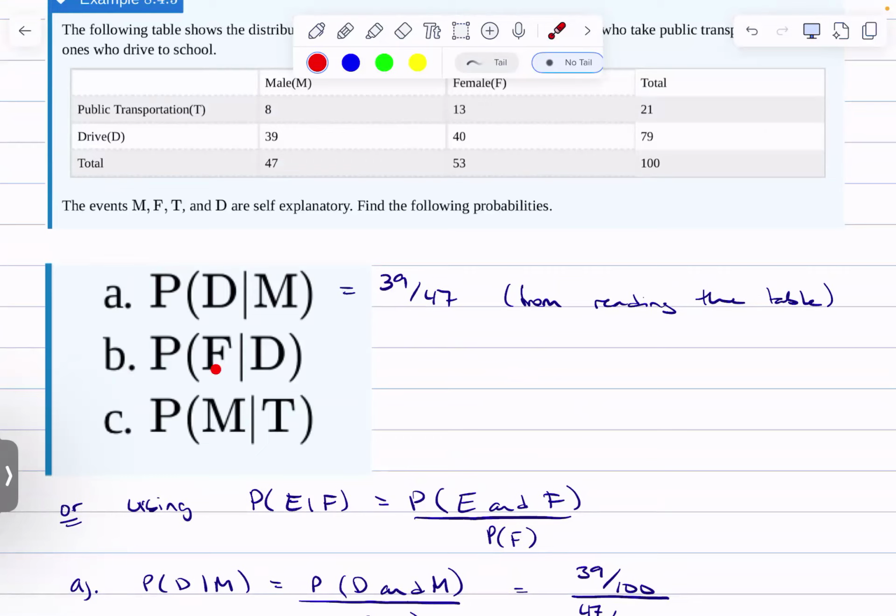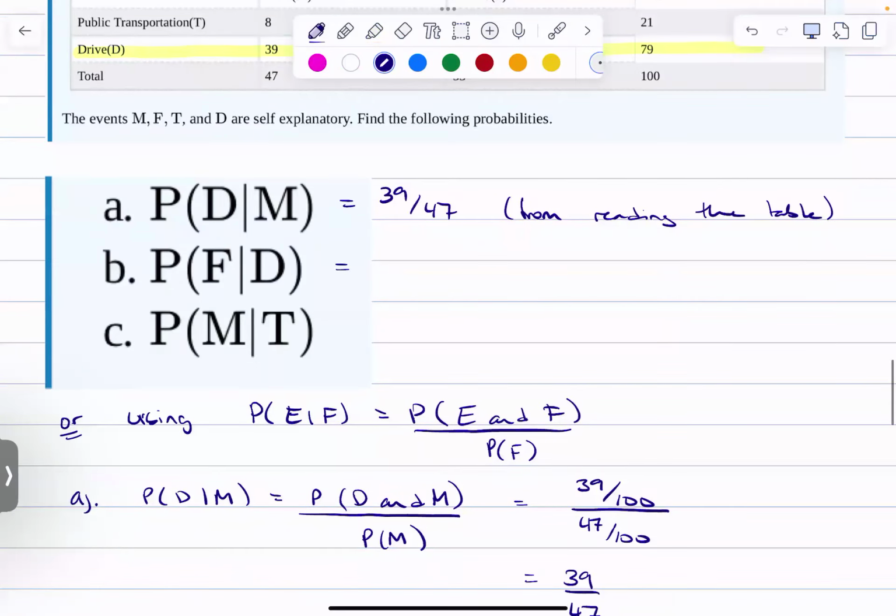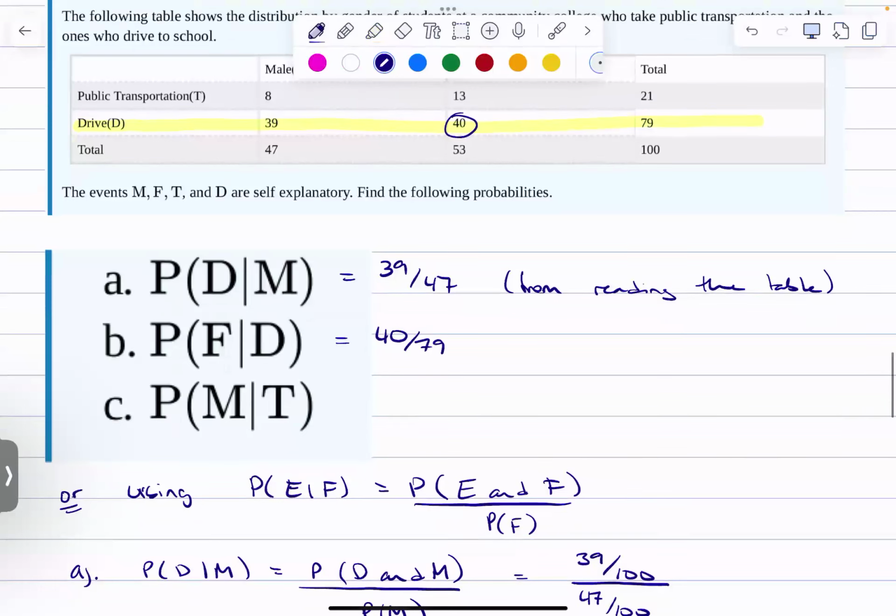Probability that they are female given that they drive. So now we know this about them. They drive. So now our total is 79. Now we want to know, what's the probability that they're female knowing that they drive? Well, that's going to be this 40 out of 79. Or we can use the formula.